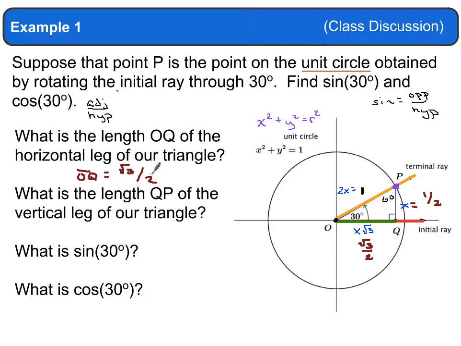Then they ask, what is the length of QP? The length of QP is going to be this distance right here from Q to P. And we denoted that length as 1/2. So QP is equal to 1/2. Now that allows us to find the sine of 30 and the cosine of 30. Remember, we just said the sine of 30 is opposite over hypotenuse. So the opposite of 30 degrees is 1/2, the hypotenuse is 1. So that means sine of 30 would be 1/2 divided by 1, which is simply 1/2.